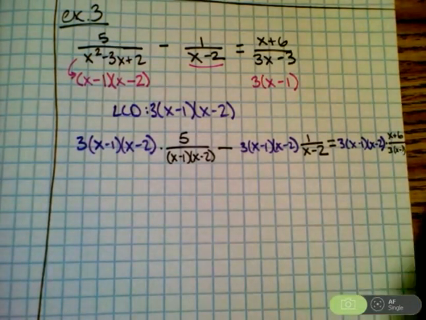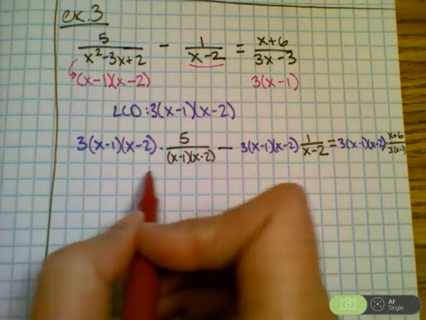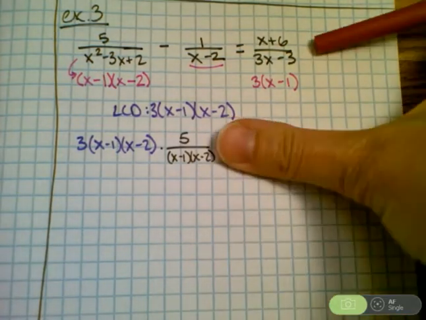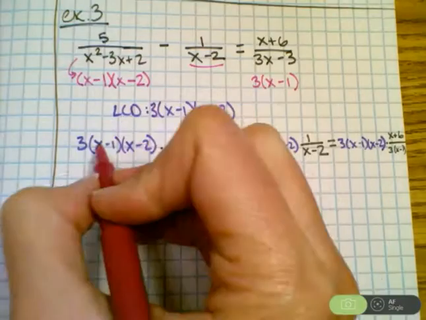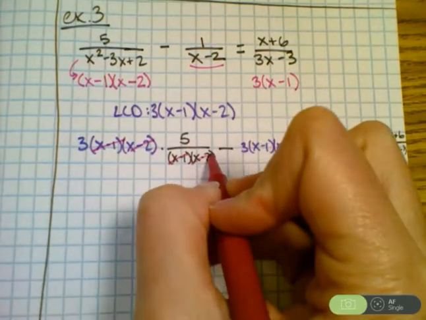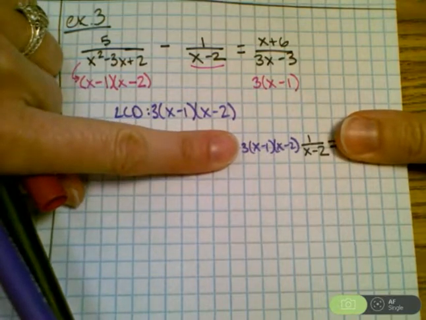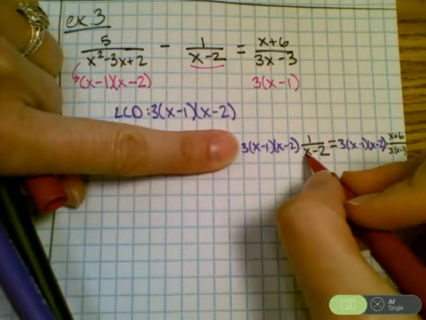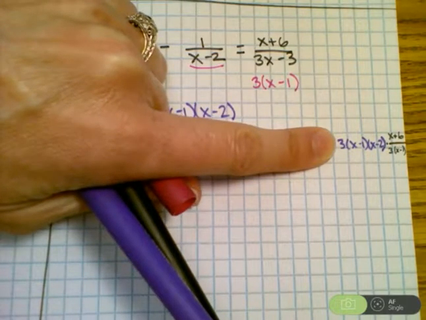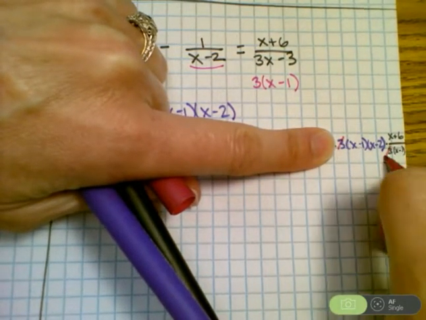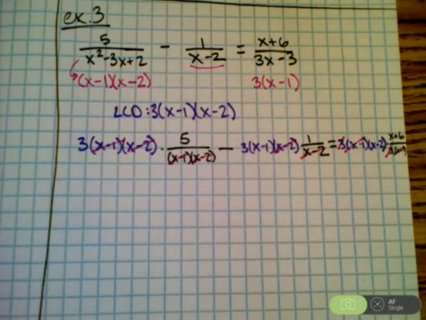But right now I'm just going to go through and cancel. So I look at each part separately. When I look at this first part, I stop at the minus sign and I see an x minus 1 and an x minus 2 on the top and the bottom. Those go away. Now I look at just this part. I see an x minus 2 on the bottom, so that's going to cancel with this x minus 2 on top. Then I look at the last part. I see a 3 and a 3. I see an x minus 1 and an x minus 1. So those are all my parts that cancel.